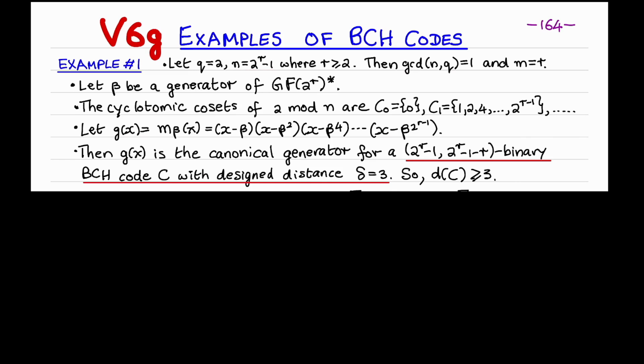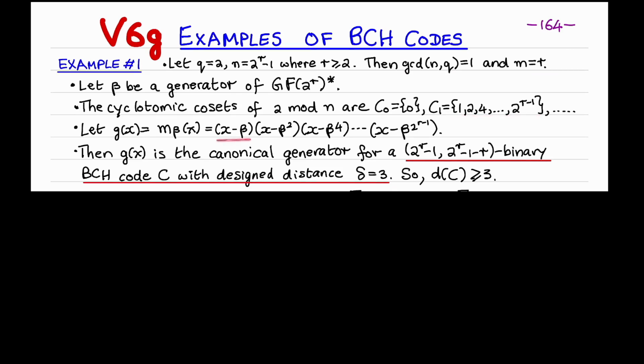The first two cyclotomic cosets of 2 modulo n are C0, which is comprised of 0, and C1, which is comprised of these powers of 2. So C1 has size r. Let g(x) be the minimal polynomial of beta over GF(2). So the roots of g(x) are precisely the powers beta to the i, as i ranges over all elements in C1.